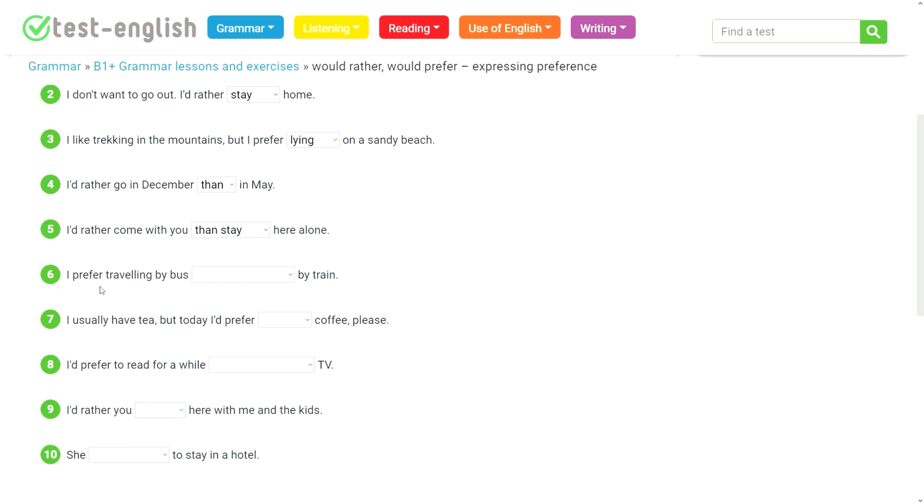6. I prefer traveling by bus, blah blah by train. Okay, here I have prefer. And as you can see, I had used my ing here, but what should I say afterwards? I told you before, after prefer, if I'm between two options, I should use to travel or traveling. I think you can guess which one it is. I prefer traveling by bus to traveling by train. The rule didn't change. Or we could say, I prefer traveling by bus to train.